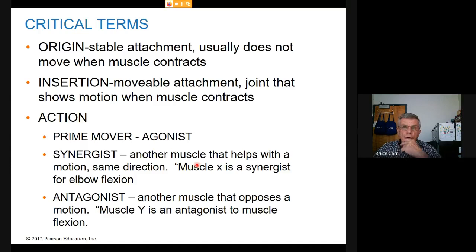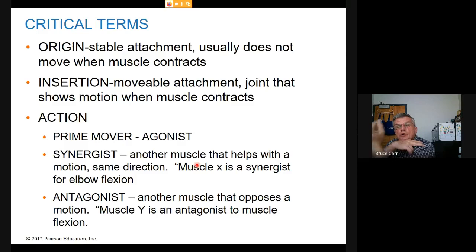Now, critical terms that we're going to apply to muscle action. The attachment points are called origin and insertion, and they represent the opposite ends of the muscle. The stable end for skeletal movement, the end that does not move when the muscle contracts, we call the origin. It's the firm end that you're pulling against. So for the biceps brachii, that's those two heads attaching to the scapula.